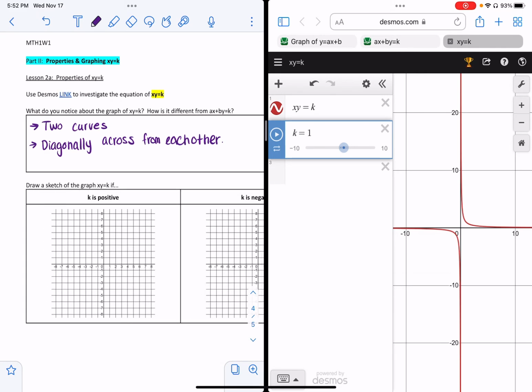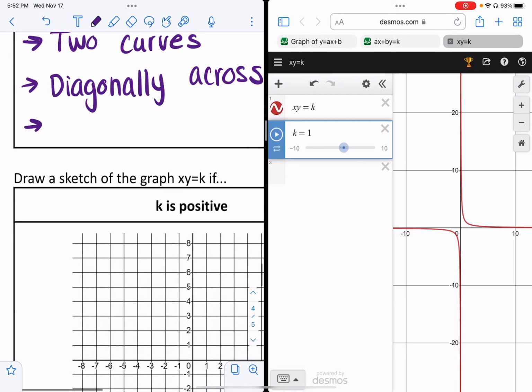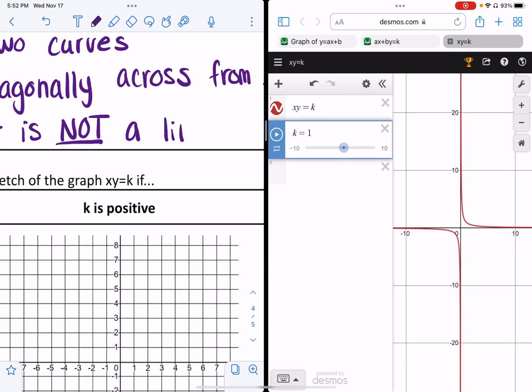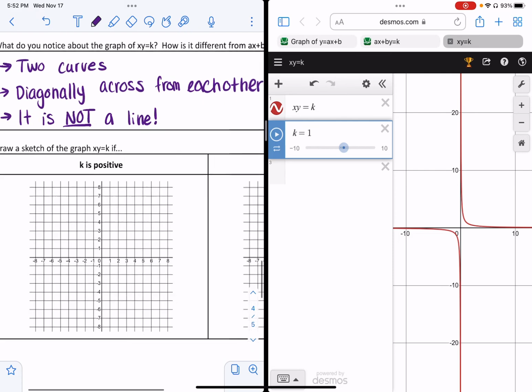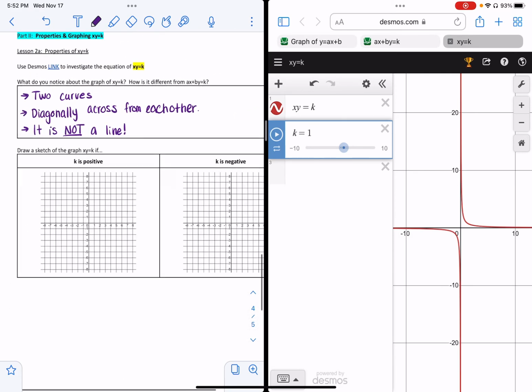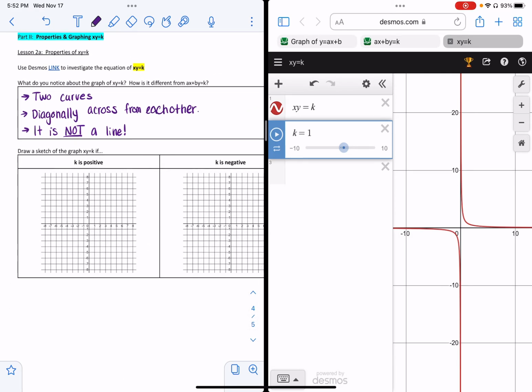Now, how is this different than what we were looking at before in the other graphs that we've put on Desmos? The most significant difference is it is not a line. So not all equations actually give us lines, and we need to be mindful of that. And that's what lesson 5.6 will continue to focus on.